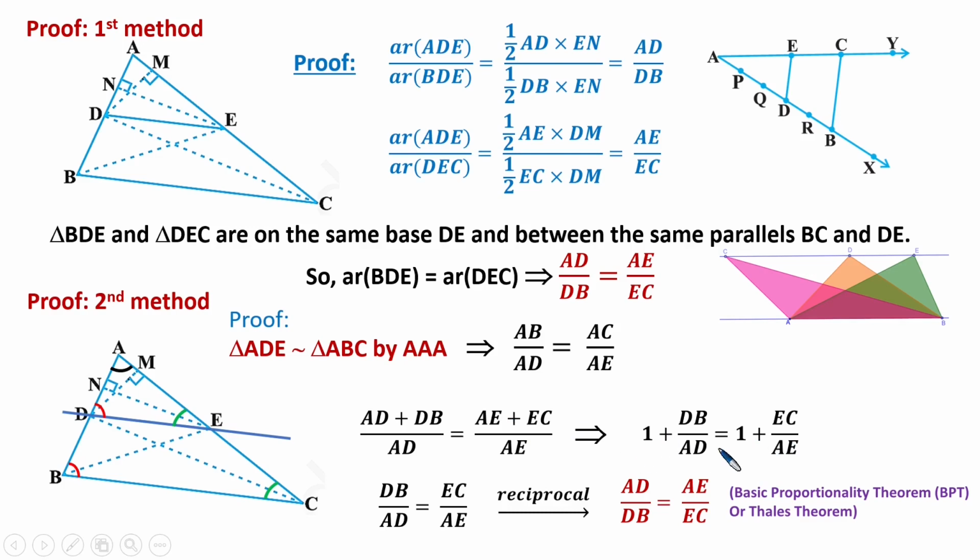The 1 is the same on both sides, so you cancel it and you get DB by AD equal to EC by AE. Now you rearrange it, take the reciprocal, bring AD up and DB down, AE up and EC down, and you will get this. So this is again the basic proportionality theorem.